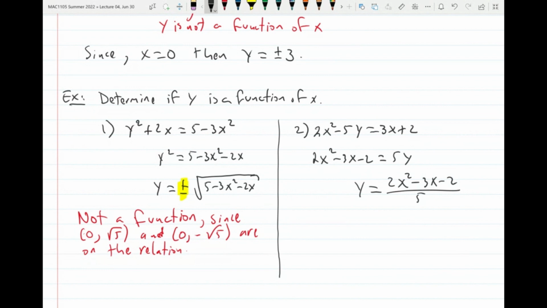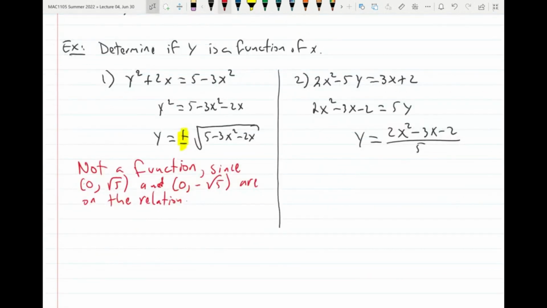You understand the difference between this and this one? Here, for each x, you're going to get two guys. One positive, one negative. So if it has y squared, it's not going to be a function. If it's just y, it's not going to be a function. And not necessarily. I'll give you an example right now. So, yes, it is a function.